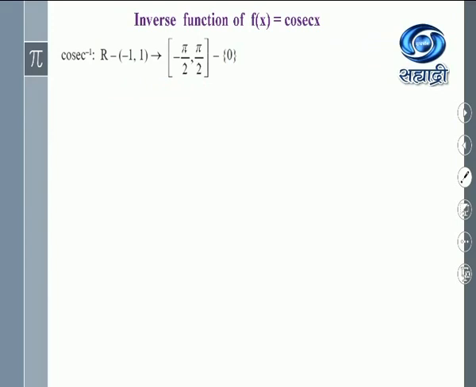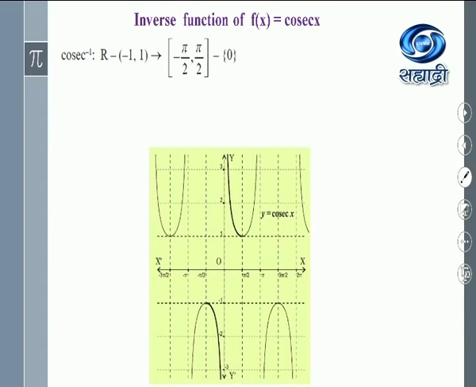The domain of cosec inverse is from the set of reals, we exclude the open interval -1 to 1, and this is the range: the closed interval -π/2 to π/2, we exclude 0. This will be clear if you study the graphs in detail. Now look at the graph, which is cosec x. Consider this interval, R minus open interval -1 to 1.